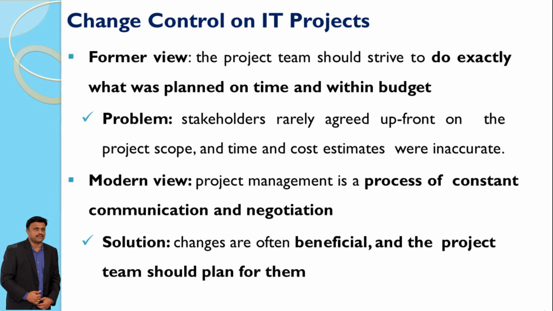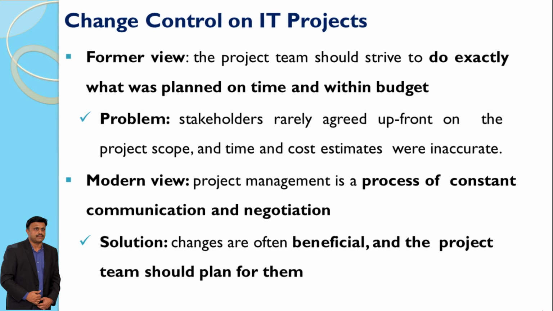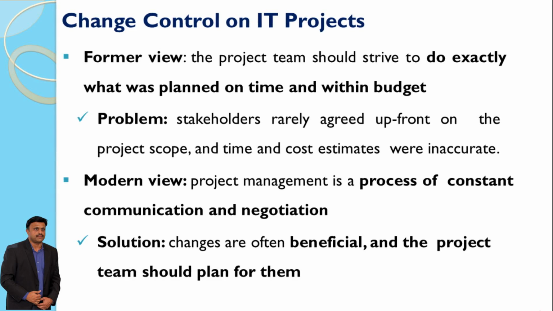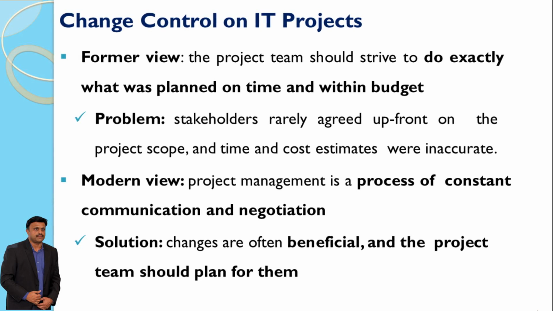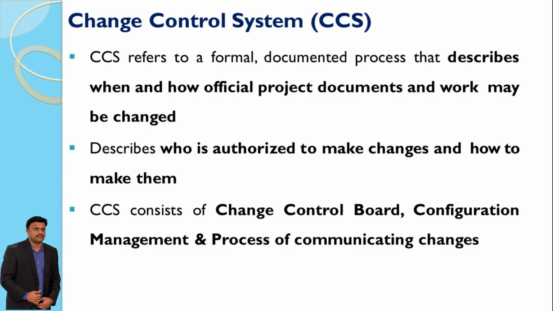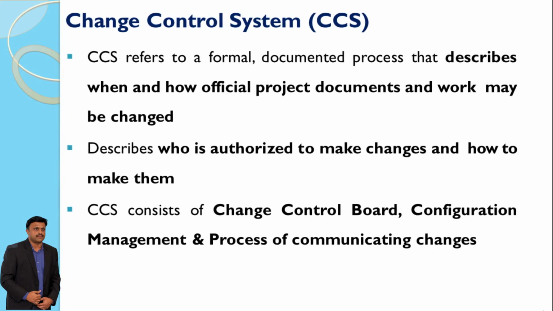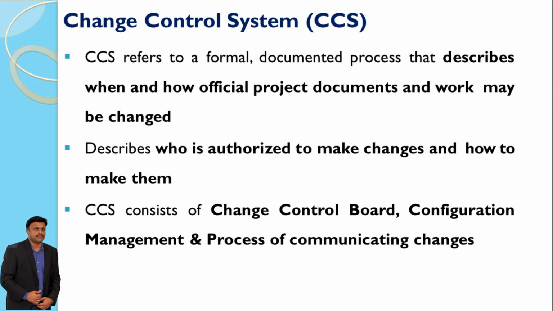Traditionally, project teams were expected to adhere strictly to initial plans, but this often led to issues due to inaccurate scope and cost estimates. Modern project management embraces constant communication and negotiation, recognizing that changes can be beneficial and should be planned for. The Change Control System (CCS) is a formal, documented process that describes when and how official project documents and work may be changed.